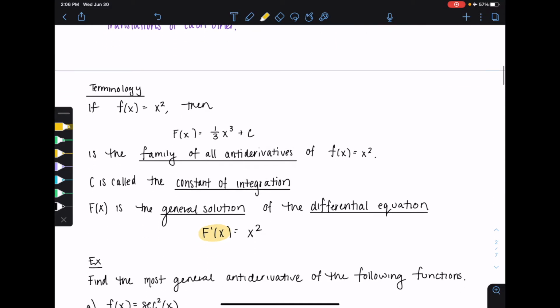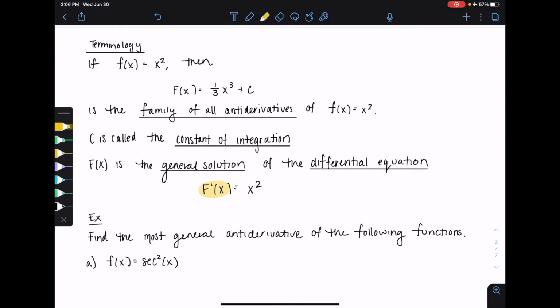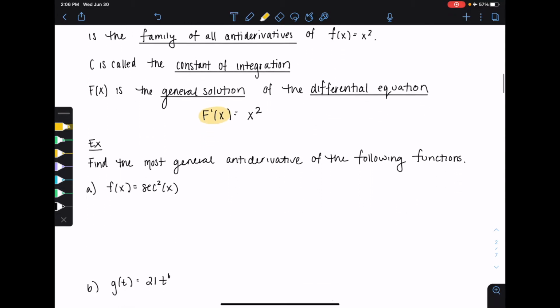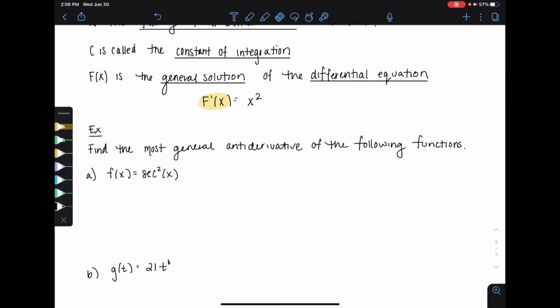Okay? So let's try a couple examples. Let's see if we can find the most general antiderivative of the following functions. And we're going to start with the function secant squared. So I want to find a function whose derivative is secant squared. So I need to go back into my book of tools, and if I think about my trig functions, if I let f of x be tangent of x, then the derivative of tangent is going to be secant squared.